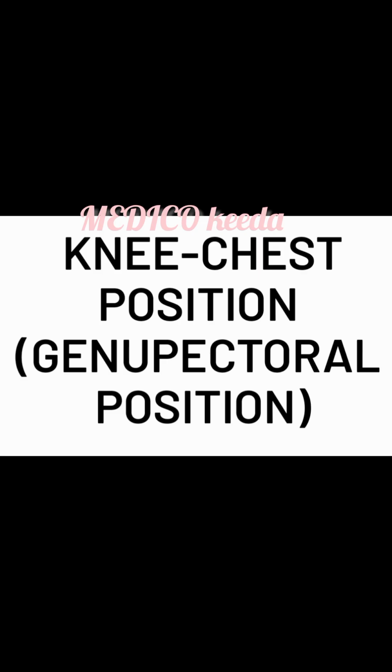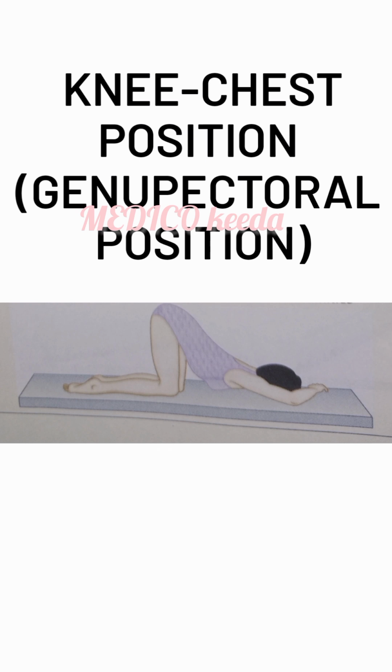Now the next position is the knee chest position, also known as the genupectoral position. In this position, the patient rests on the knees and chest with the head turned to one side, arms extended on the bed, and elbows flexed and resting so that they partially bear the patient's weight. The abdomen remains unsupported, though a small pillow may be placed under the chest.